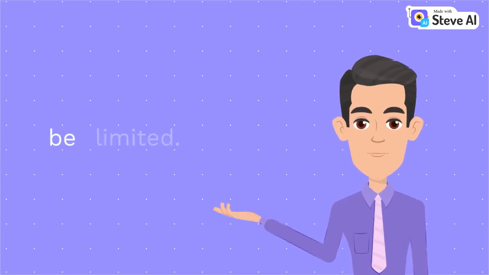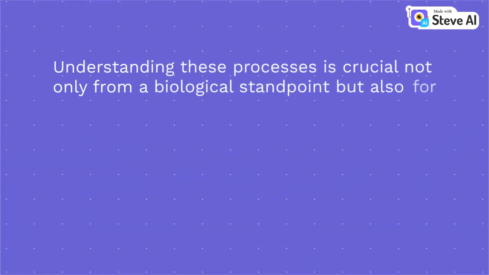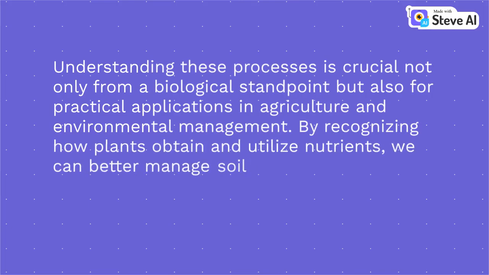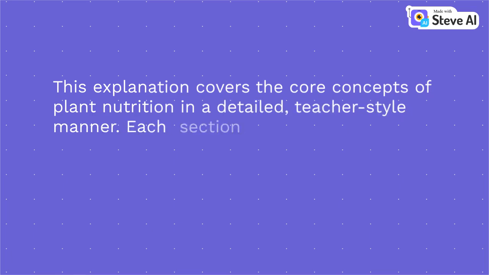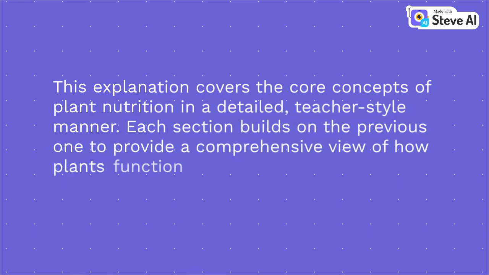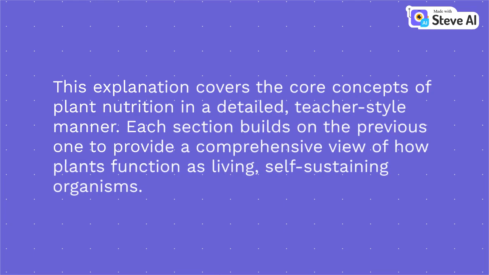Understanding these processes is crucial not only from a biological standpoint, but also for practical applications in agriculture and environmental management. By recognizing how plants obtain and utilize nutrients, we can better manage soil fertility and develop sustainable farming practices that support both plant health and ecosystem stability. This explanation covers the core concepts of plant nutrition in a detailed teacher-style manner. Each section builds on the previous one to provide a comprehensive view of how plants function as living, self-sustaining organisms.